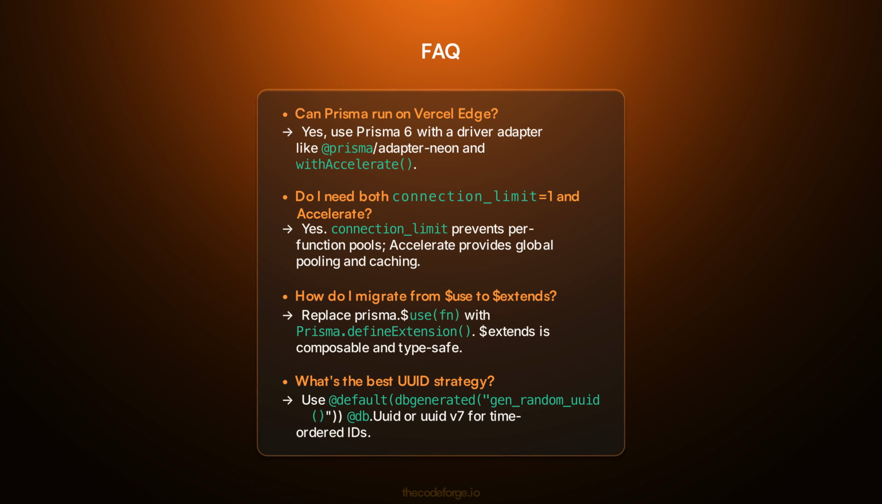Do I need both connection_limit=1 and Accelerate? Yes. Connection limit prevents per-function pools. Accelerate provides global pooling and caching.